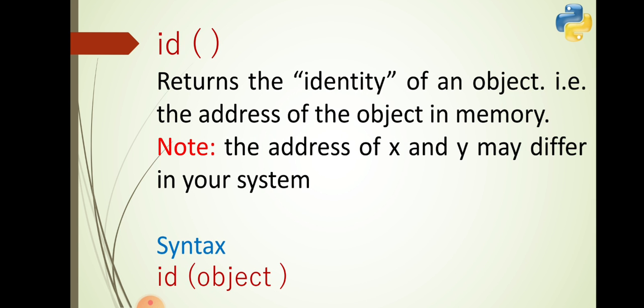So next one is id. So id is identity of an object. So the address of an object in the memory, actually the value where it is located. So that locations will appear on the screen. So that's why we are using the id function.